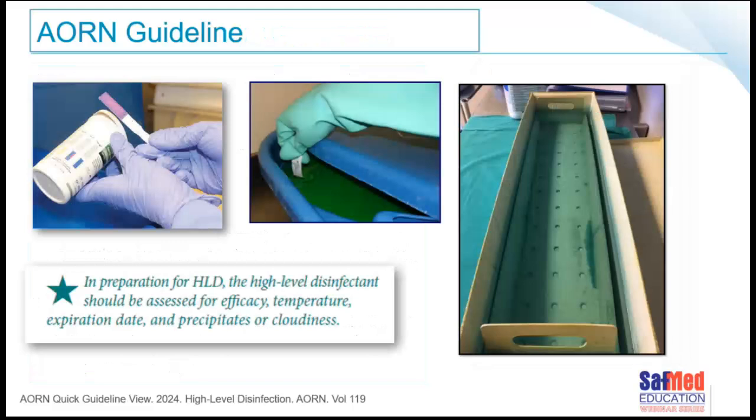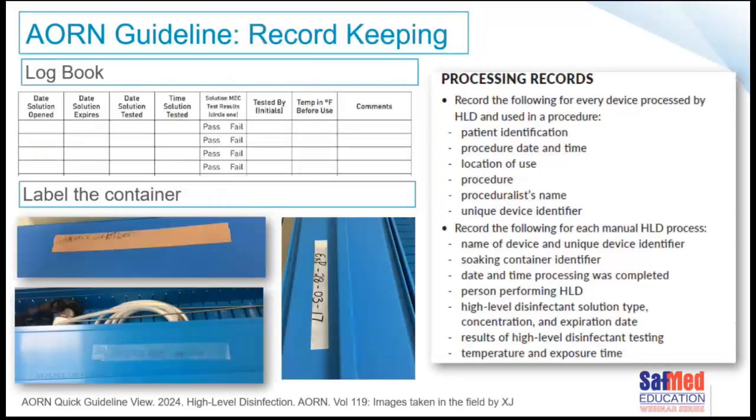A point raised here by the AORN in preparation for high-level disinfection. The high-level disinfectant should be assessed for efficacy, temperature, expiration date, and precipitates or cloudiness. So in this case, of course, they're talking about testing the minimum efficacy using the test strip. They're talking about looking into the container itself and making sure that there are no cloudy bits, no floaters, and that we're using the product within its mix, pour, and expiry dates. Very, very important. And remember to keep the lid on. I know that we go in and out of these tubs all the time, and we need to, but in between uses, please put the lid back on again. Very important to protect yourself and to protect all the staff in the room.